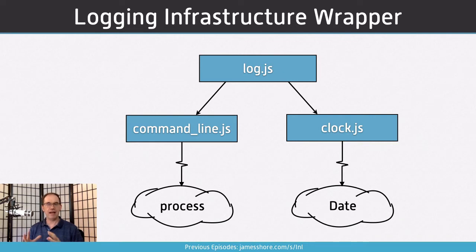Rather than having our infrastructure wrapper talk to the outside world directly, instead, we're going to be talking to a command line and a clock that we've already built. And if you want to see how we built the command line, go ahead and check out the Testing Without Mocks episode. If you want to see how we built the clock, go ahead and check out the last several episodes, which are called International Dates and Times and Testable Output and other things dealing with clocks. So that's what we're going to do. We're just going to use those libraries that we already have.